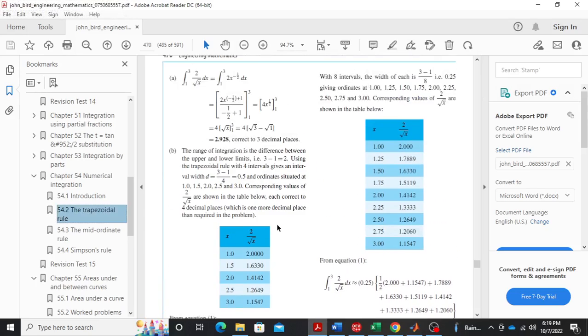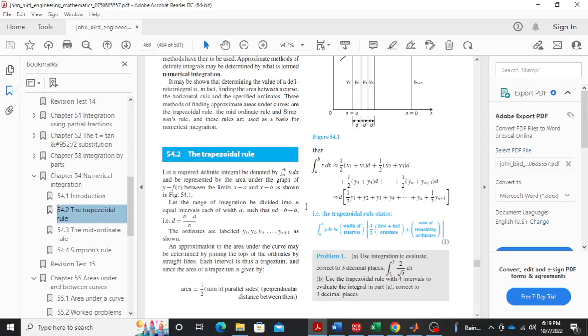So trapezoidal rule states that a definite integral is evaluated through this formula. The formula is the width of interval times 1/2 of the first plus last ordinate, plus the sum of the remaining ordinates. So the question is how to compute the width of interval. This formula here is the formula for calculating the width of interval, wherein this variable stands for the upper limit of the integral minus the lower limit of the integral divided by the number of intervals.